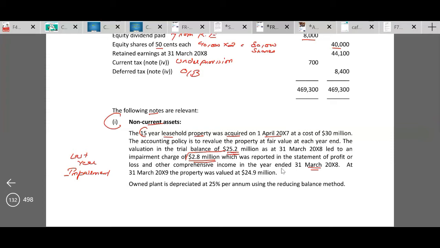And then at 31st March 2009, the property was valued at 24.9 million. So again, it was being revalued. And now we'll see whether it is having again the impairment or the gain. Owned plant is depreciated at 25% reducing balance method. So in the reducing balance method, we charge the depreciation to the carrying value.